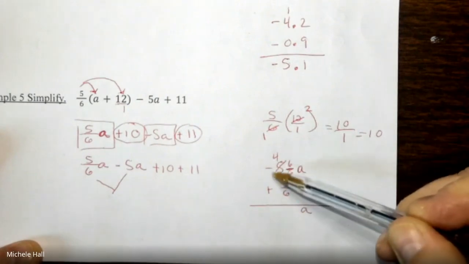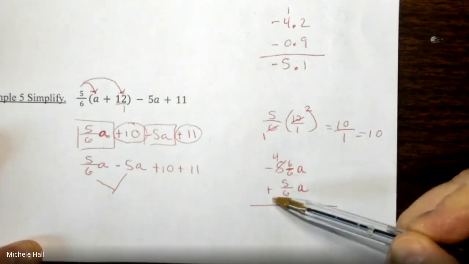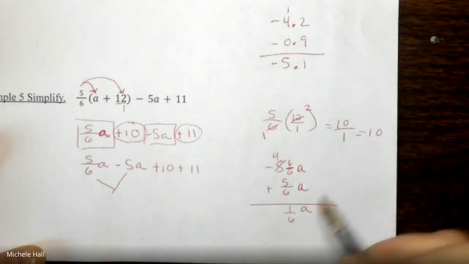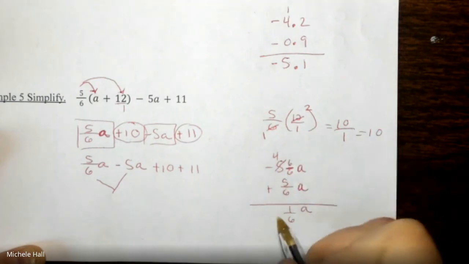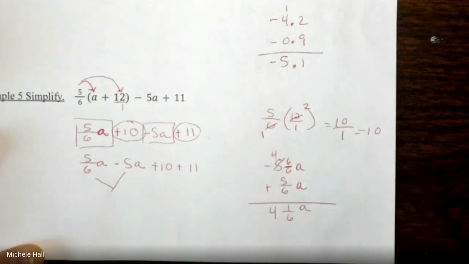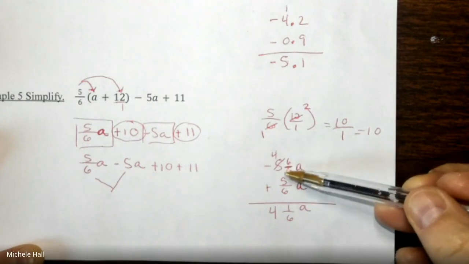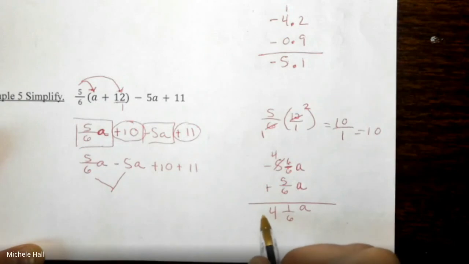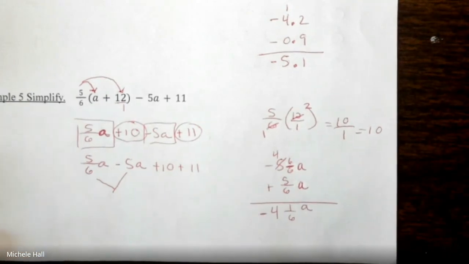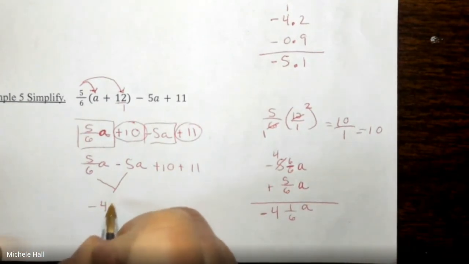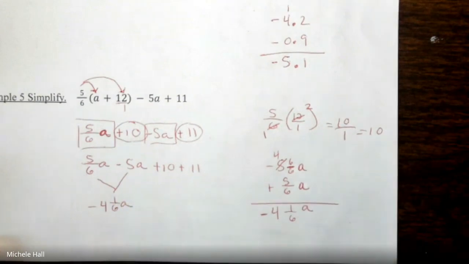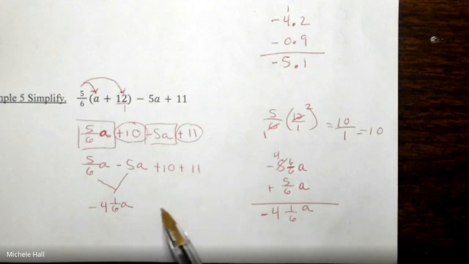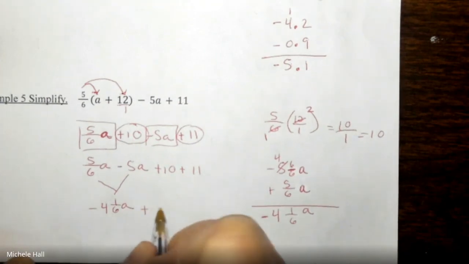These are different signs. When we have different signs, we subtract. 6/6 subtracting 5/6 is 1/6. And then 4 subtracting nothing is still 4. When we have different signs, we subtract and then take the sign from the larger number. 5 was larger. That'll be negative 4 and 1/6 a. Negative 4 and 1/6 a. I have a 10 plus 11. They're the same sign. I add them up and keep the same sign.